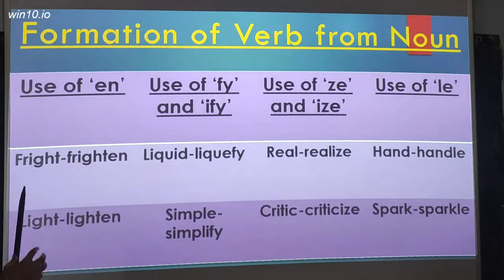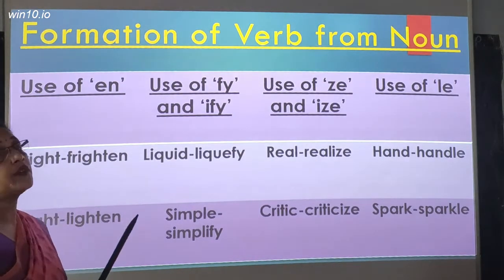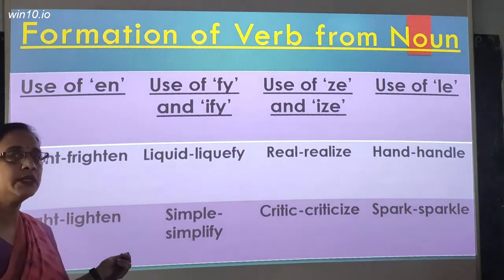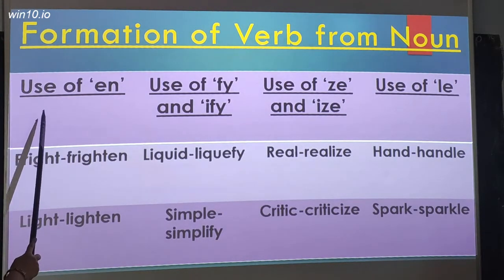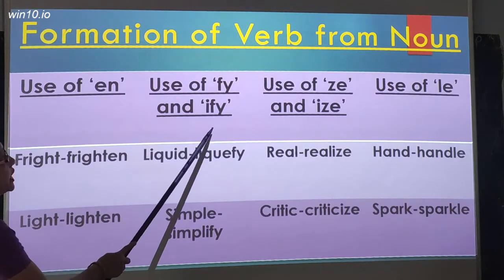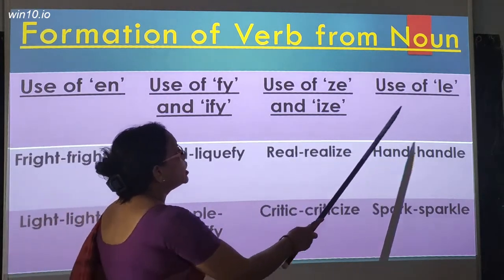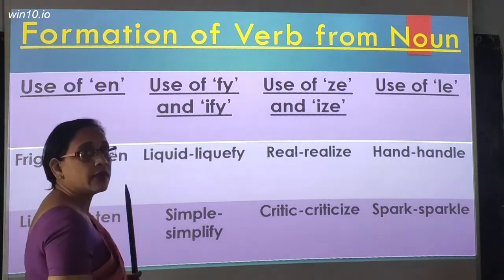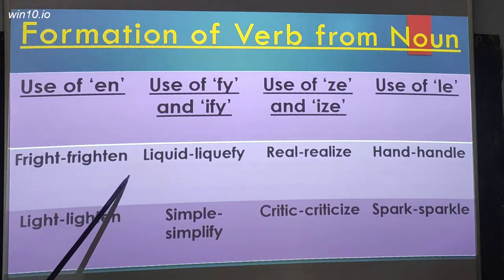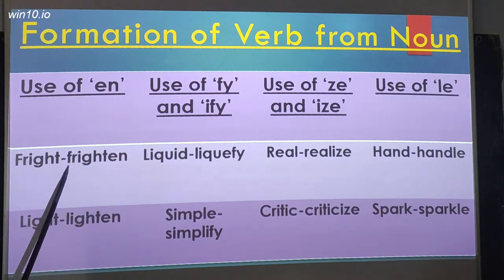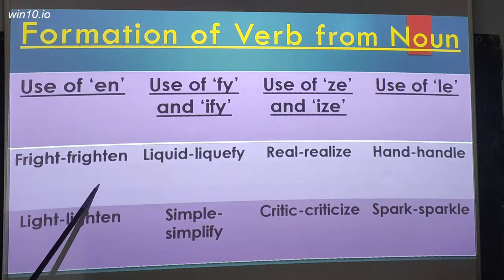We have some examples of nouns and we will make verbs from these words, from noun words. After using en, fy, ify, ze, ize or any, we can make verbs. We have the word fright. If we add en after the word fright, now we have the verb frighten. Light, lighten. Now lighten is a verb.